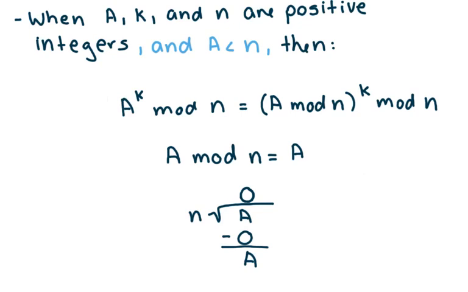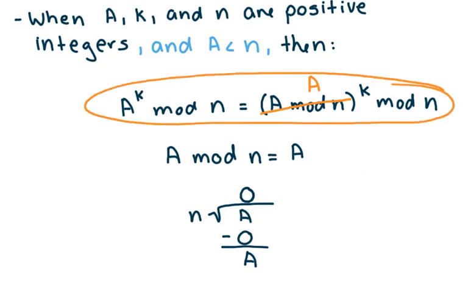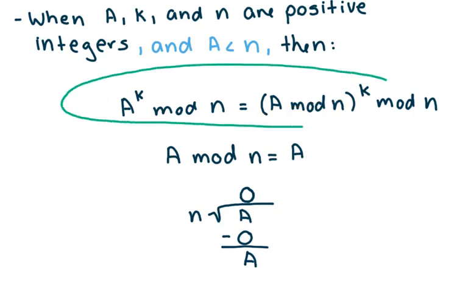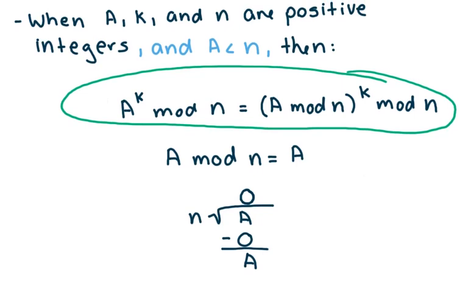So if we know that a mod n is equivalent to a, then we can substitute a mod n in for a in this expression here, so that we get the equation that reads a to the k power mod n is equal to a to the k power mod n. And these two expressions are exactly equivalent when a is less than n. Therefore, we've proved that a to the k power mod n is exactly equivalent to a mod n to the k power mod n when a is less than n. Okay, so that's the first part of our proof.